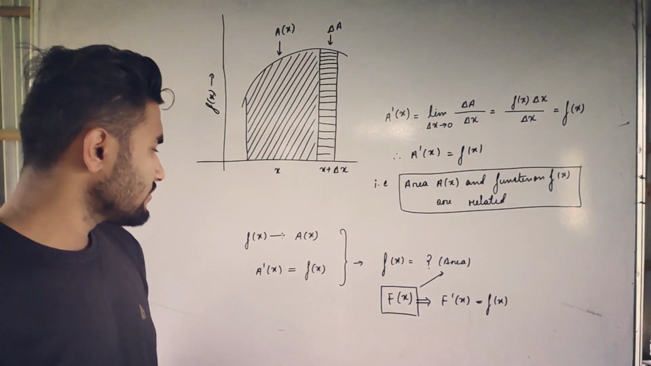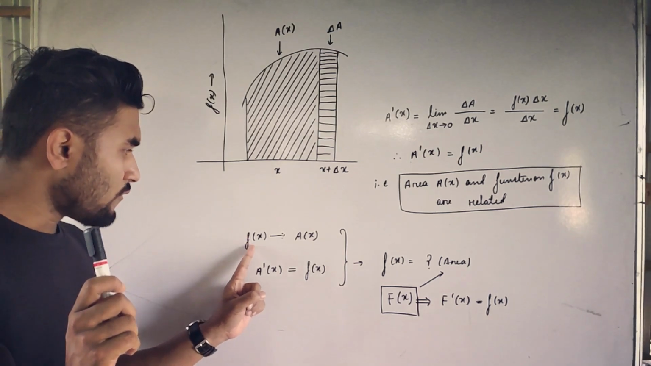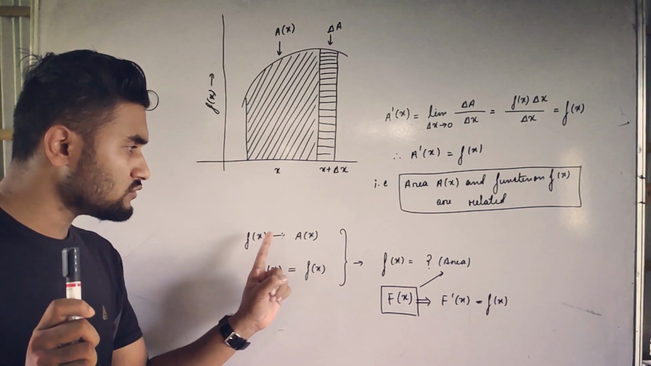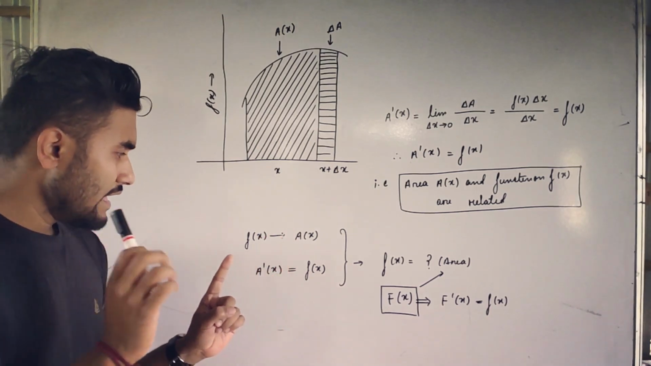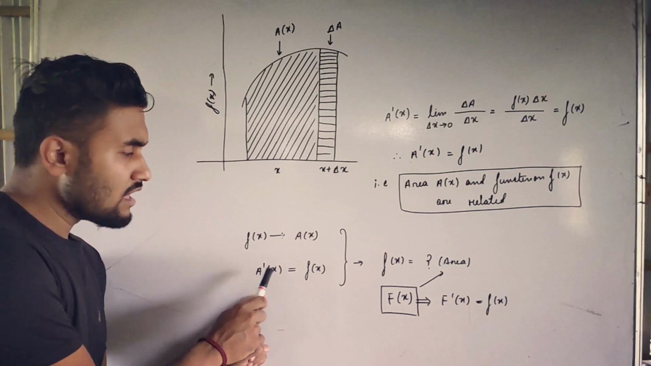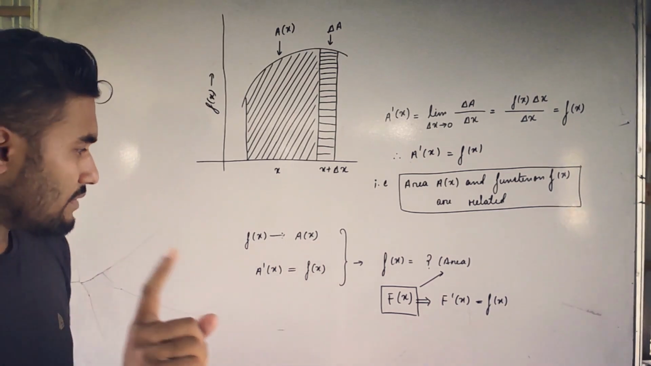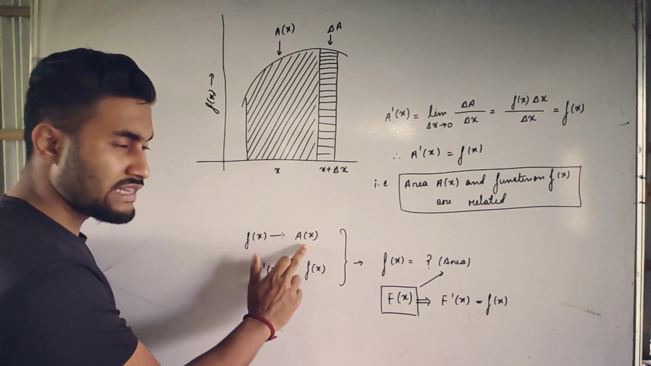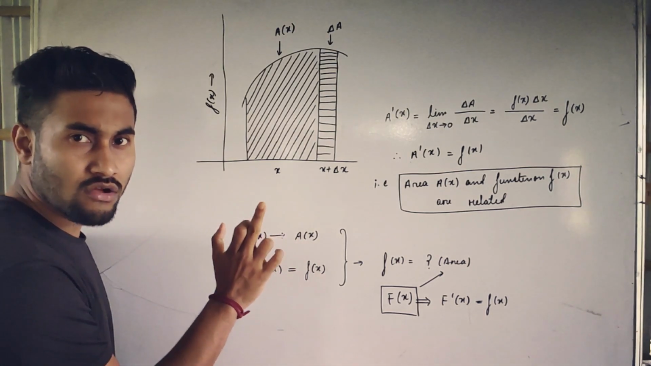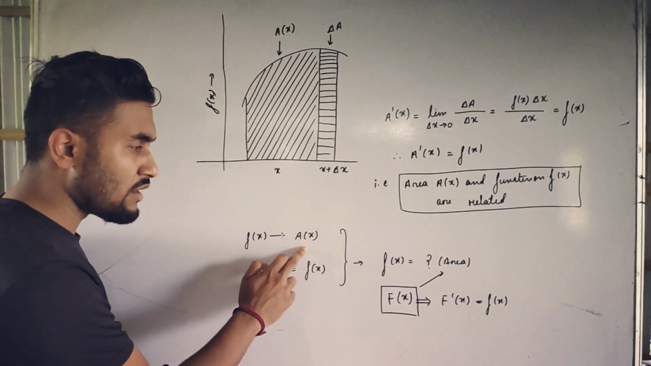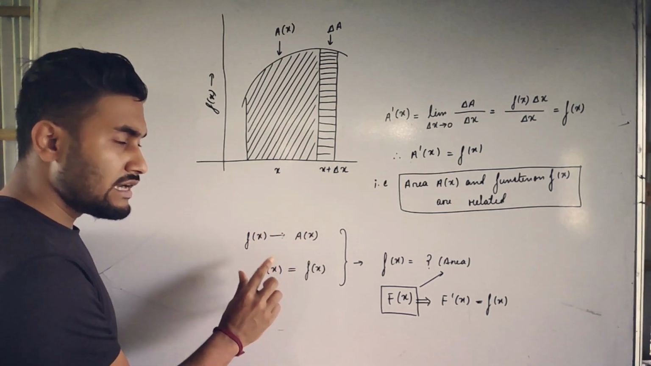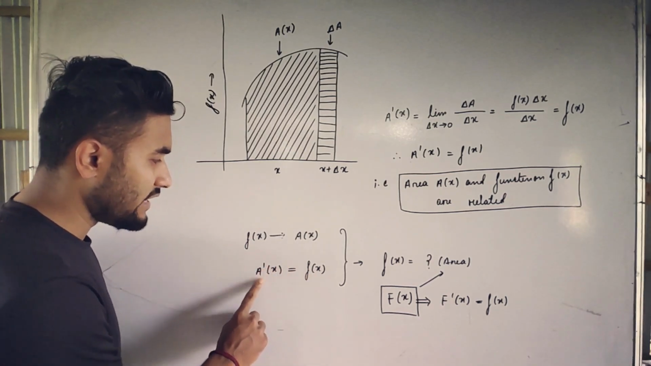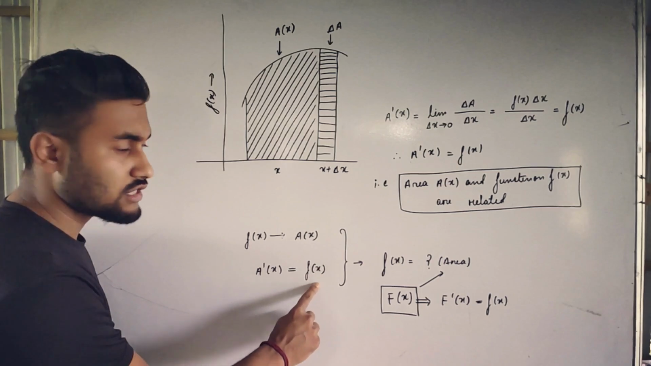Let us once again see. We need to find the area under the curve f(x). For the function f(x), we need to find the area. And the derivative of the area gives f(x). This line you remember: the derivative of the area gives f(x). We need to find the area. Integral means area, already discussed in the first video. Integral means area. We need to find the area. And by this line, if we find the derivative of the area, we get f(x).